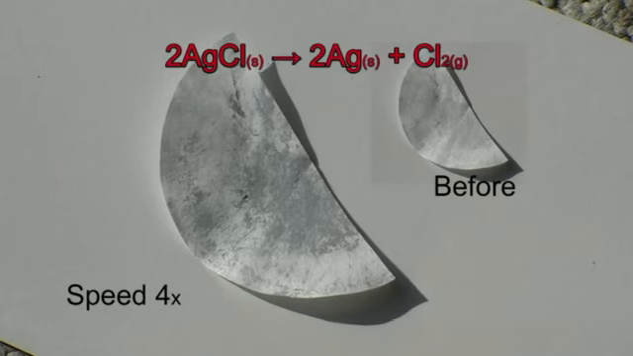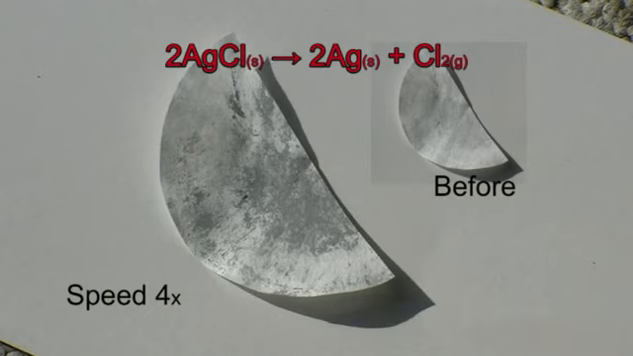times. The reaction which is occurring, the UV in sunlight, is chemically splitting silver chloride into silver metal and chlorine gas. The generation of metallic silver is what's making the filter paper appear dark in colour.